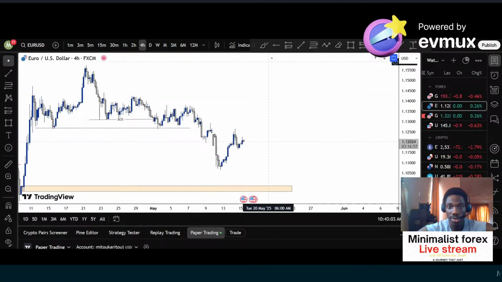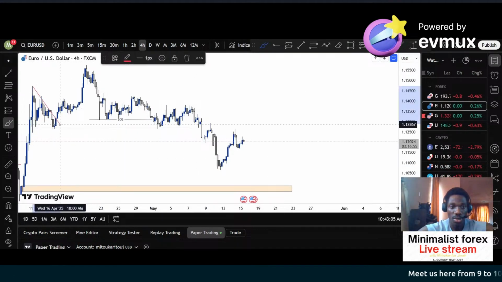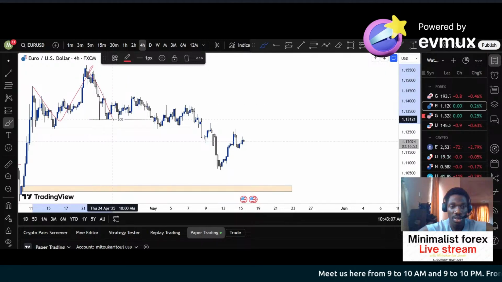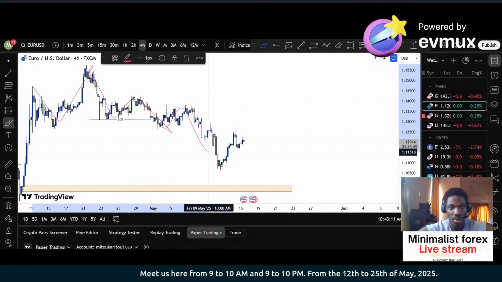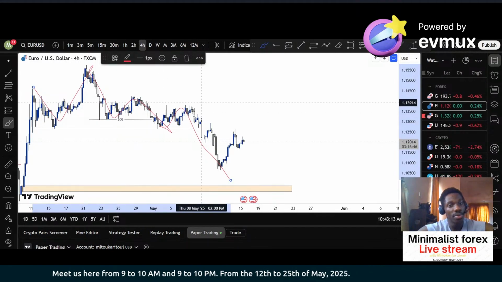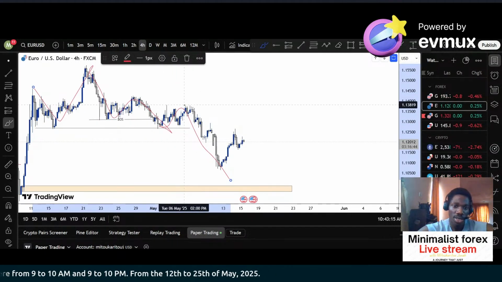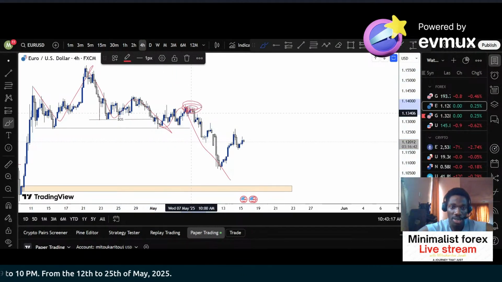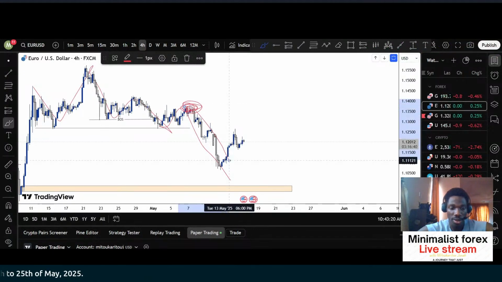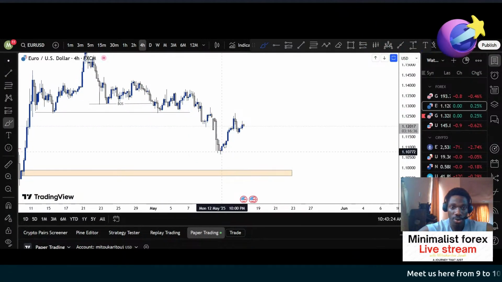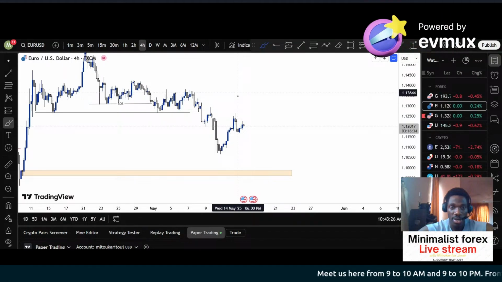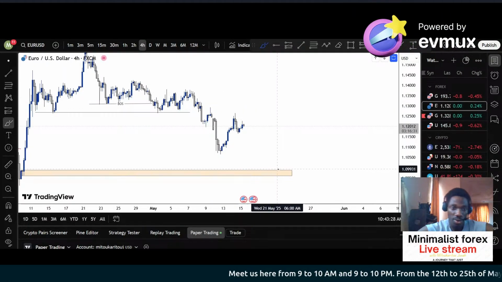We're expecting a pullback into this structure. Price did this first, then broke. Then we know that this was the area where price took momentum to come down. So we're expecting the reaction. We're expecting price to go all the way up to maybe that area, take it out before coming down.